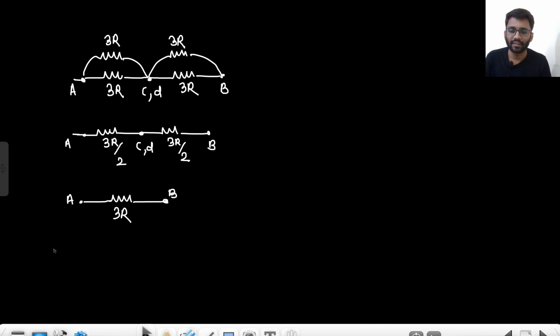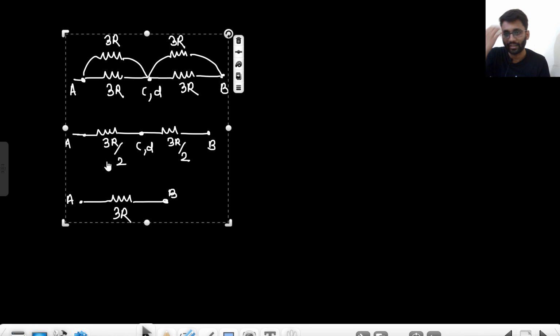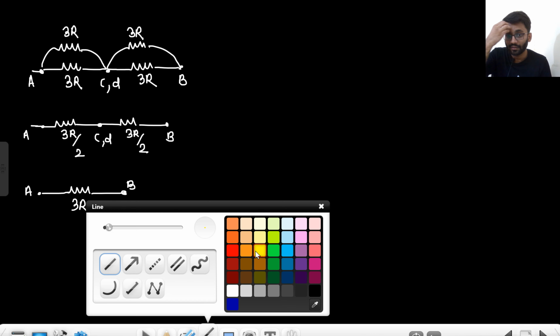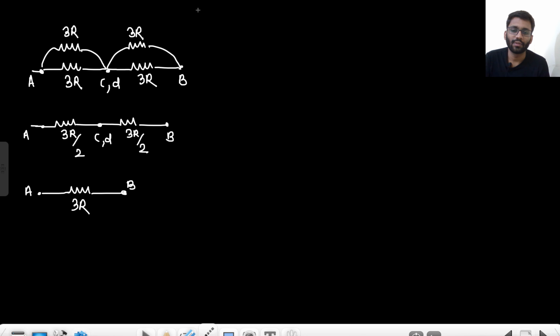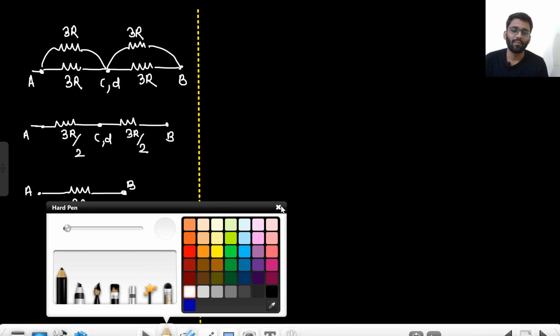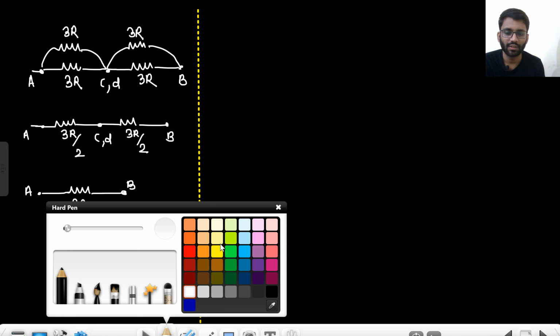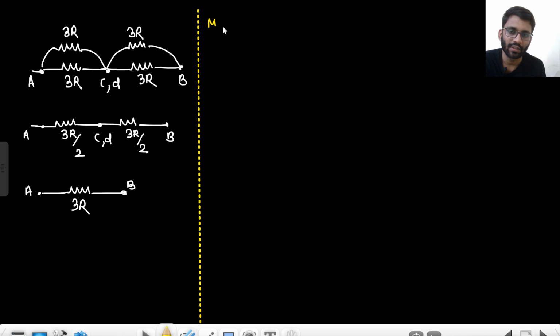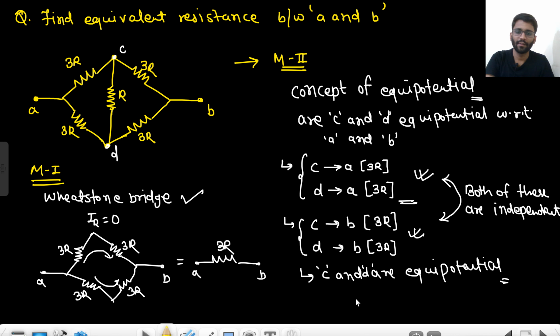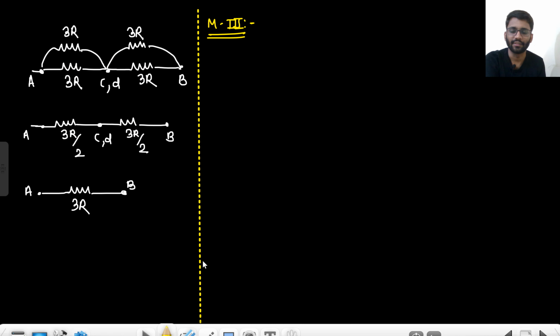Now there will be one more method, that is the concept of bijection. This is how we can reduce the time to solve the problem. In bigger circuits, by applying the concept of equipotential you will be able to solve circuits very easily and very fast as well. We will see many circuits. No worries, let's go to method 3. Method 3 will be the concept of bijection.